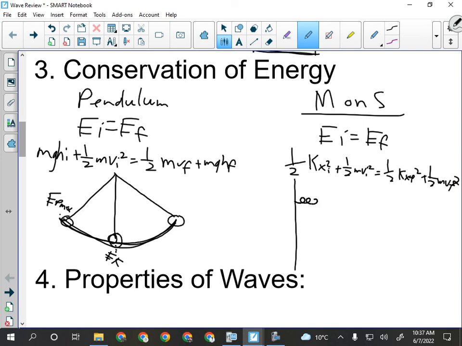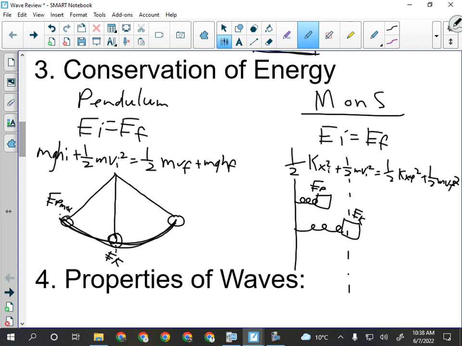So at the point of maximum compression, we only have potential energy. In fact, we said that we don't use x, we use A for the maximum amplitude. Okay, here at the equilibrium position, we would only have kinetic energy because there's no displacement, x is 0, and if x is 0, there's no restoring force, and thus there's no potential energy there.